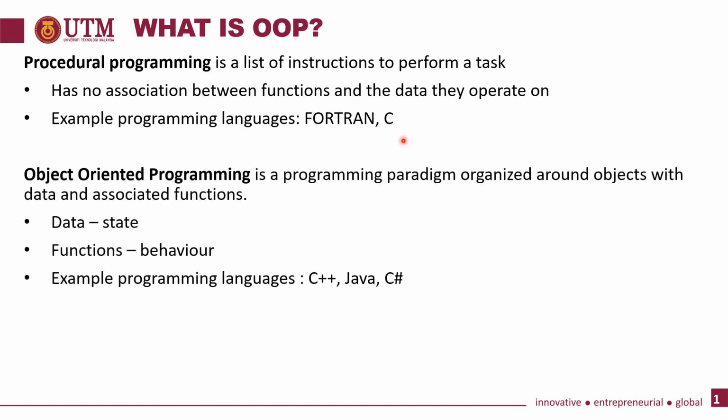Alright, so what is object-oriented programming? Object-oriented programming is a programming paradigm organized around objects with data and associated functions. The main difference between OOP and procedural programming is that OOP is associated with some functions and some data. In OOP, data indicates state, and functions indicate behavior. Examples of programming languages that use OOP are C++, Java, and also C#.